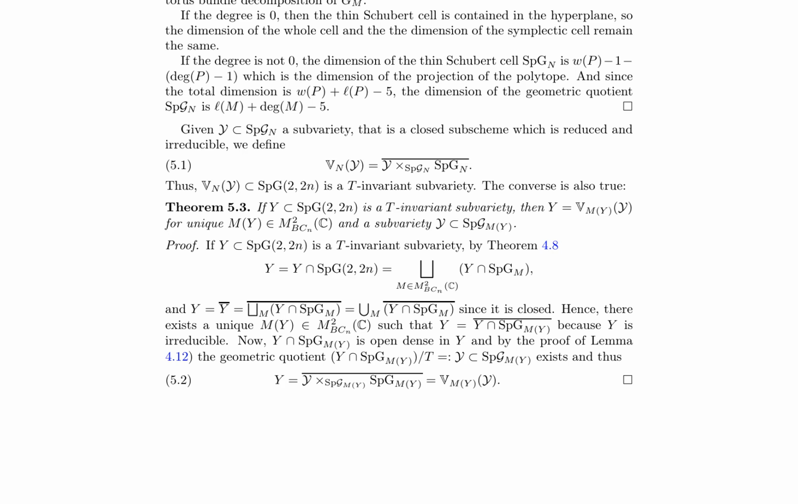They then define a subvariety Vn, y, of SPGN, given a subvariety y of SPGN, and prove theorem 5.3, which states that a T-invariant subvariety y of SPG, 2n, is of the form Vn, y, for a unique M, y, in M2BCN, C, and a subvariety y of SPGM, y. The proof involves theorem 4.8 and the fact that y is closed and irreducible.